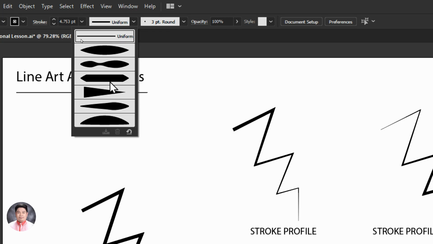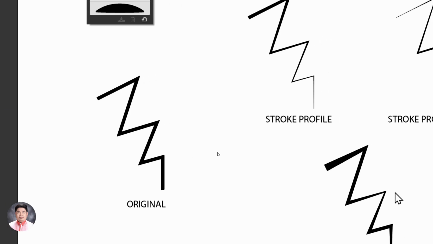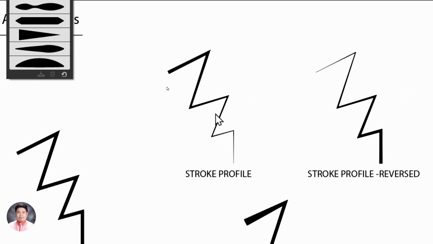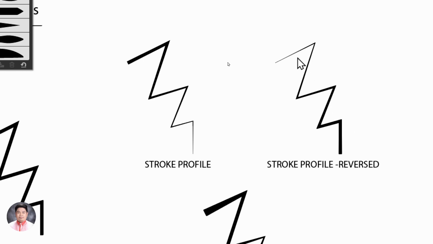Okay, so a stroke profile is what we have here from the option bar. So these are the profiles, so you can apply different effects. What I'm talking about is if you have this original stroke or line, you can transform it into something like this, and then also you can reverse that with the method that we're going to discuss later.